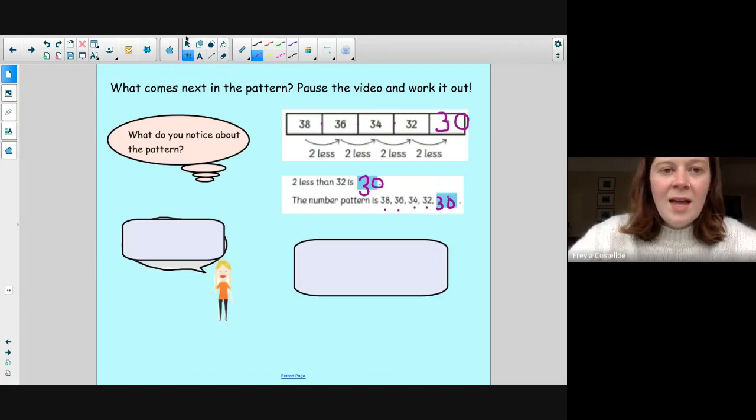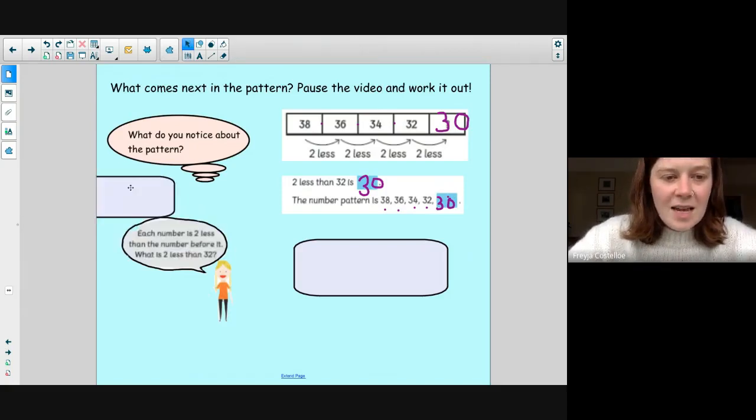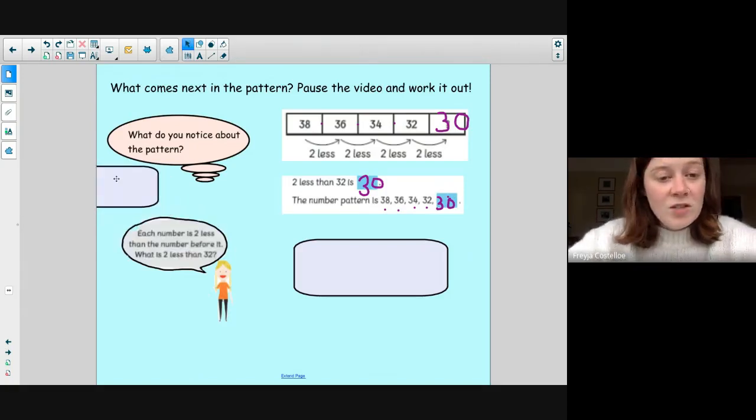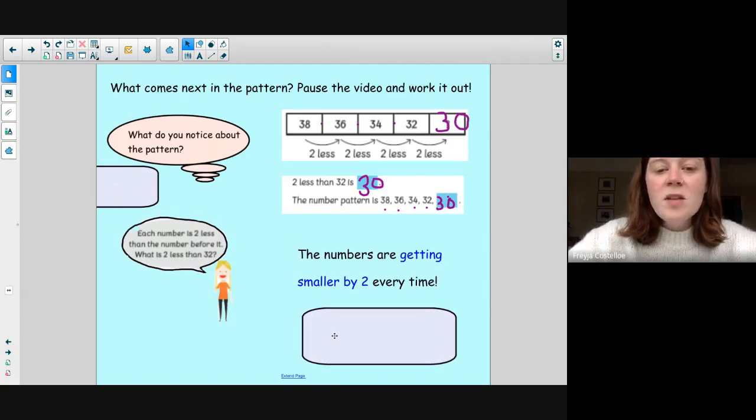Lovely. Okay. Let's see what our friend is saying. Each number is 2 less than the number before it. We worked that out, didn't we? What is 2 less than 32? It is 30. So here, the numbers are getting smaller by how many every time? They're getting smaller by 2 every time.